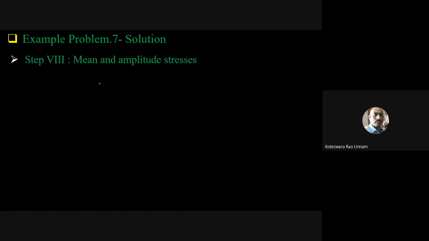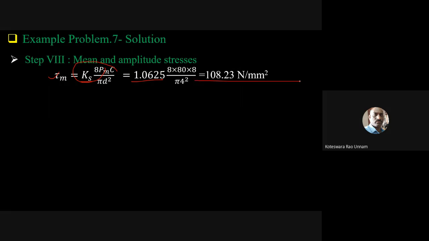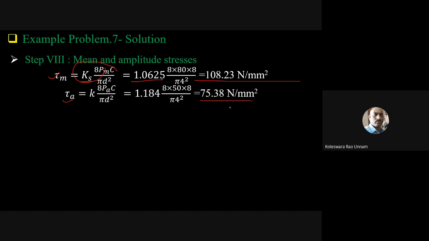Then once you've done that, you need to go for calculation of the safety factor. For that, you need to compute the amplitude stress and the mean stress. Once you have designed the spring, meaning you have all parameters with you, then use those parameters to find out tau m and tau a. So tau m is nothing but Ks into, this is the formula we already discussed. If you substitute all those parameters, it comes out as 108.23. Similarly, tau a comes out as 75.38 Newton per mm square.